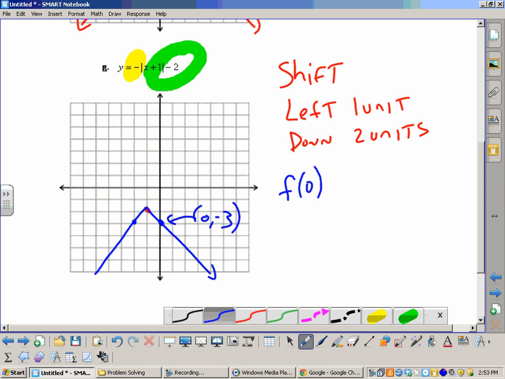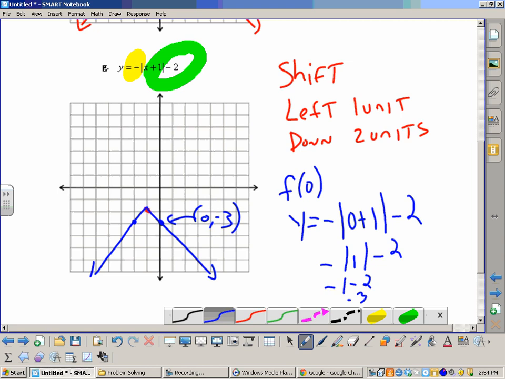But if I say y equals negative 0 plus 1 minus 2, negative 1 minus 2, the absolute value of 1 is 1. Well, this is negative 3, so there you go. Negative 3 is the y-intercept. My graph's right. And don't fall into the trap of thinking that just because this negative 2 is the last number, that it's the y-intercept.